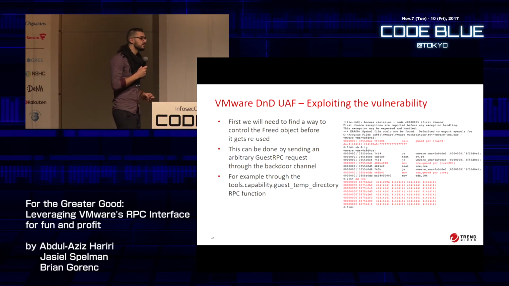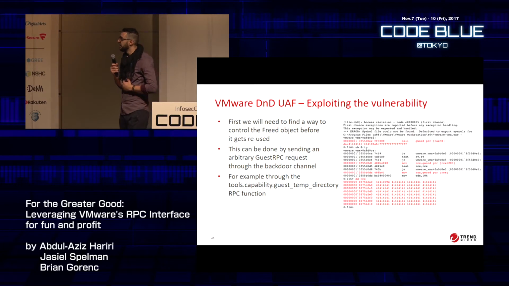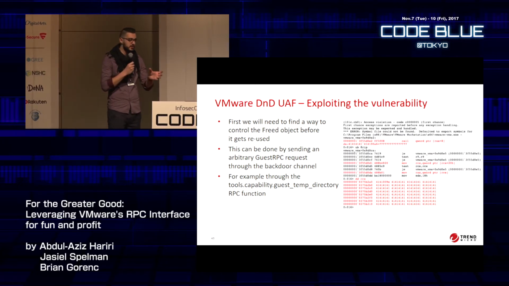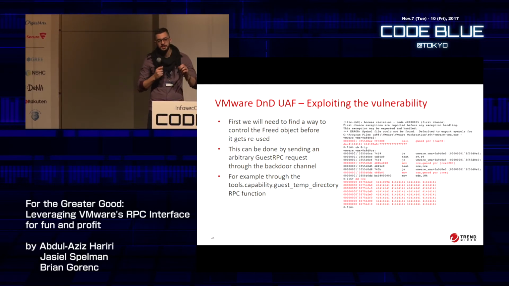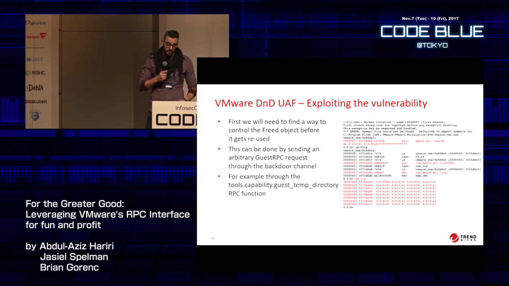For the record, the maximum number of bytes for an RPC request is hex 10,000. So once you trigger the free, just send an RPC request with that specific size, and basically you're going to be able to overwrite that object. I did some reversing, and I found tools.capability.guest_temp_directory, which is an RPC function that takes a string. By sending a request to that function with a specific string size, I was able to overwrite that object, which was relatively easy and very stable.